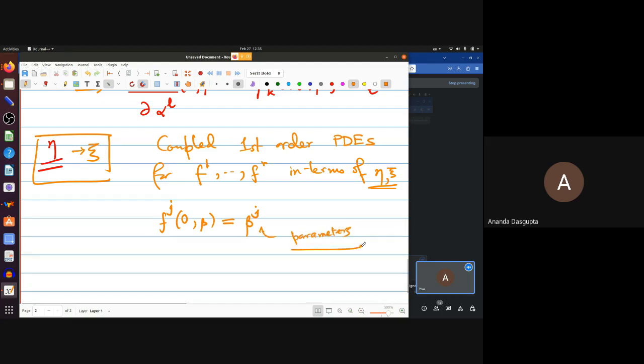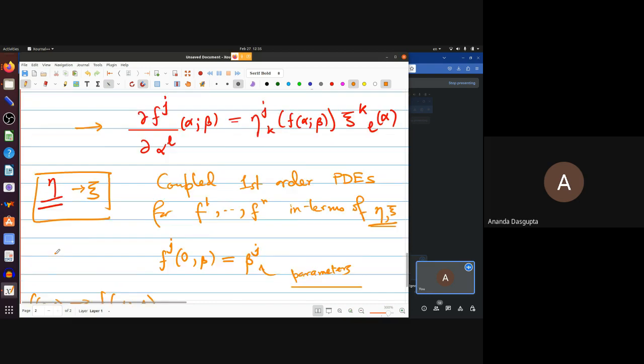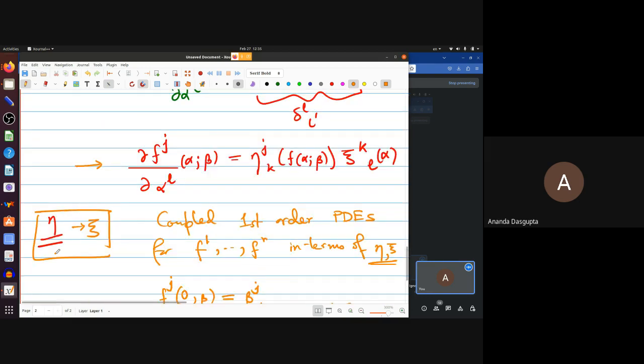And once you choose a bunch of parameters beta, I can find out the full f of alpha beta by solving this equation. Start from f of 0 comma beta, solve the partial differential equations, and you end up with f of alpha comma beta, the composition rule. Okay? So if you know the etas, you essentially know the composition rule.